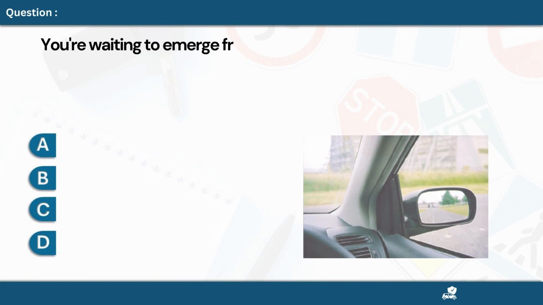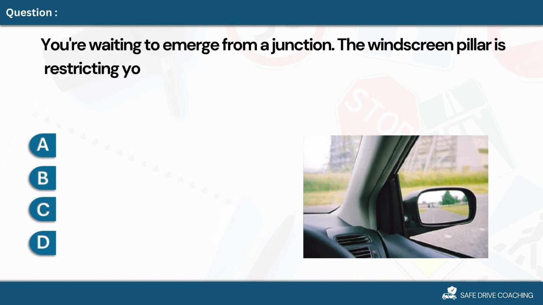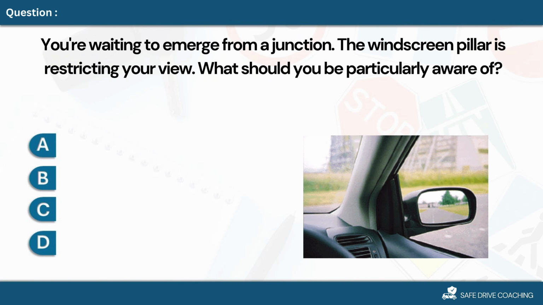You're waiting to emerge from a junction. The windscreen pillar is restricting your view. What should you be particularly aware of? A. Lorries. B. Buses. C. Motorcyclists. D. Coaches.